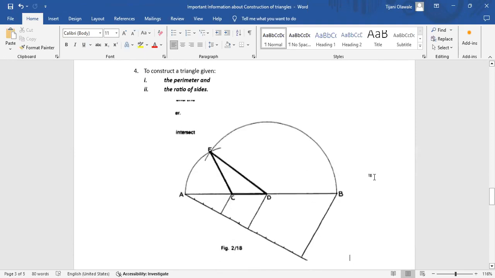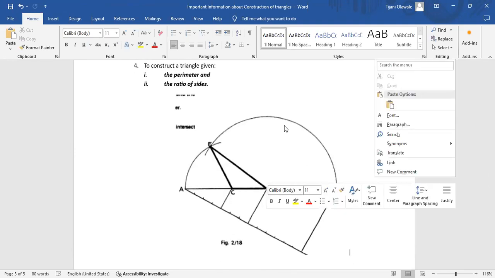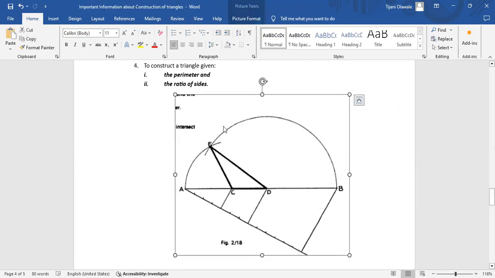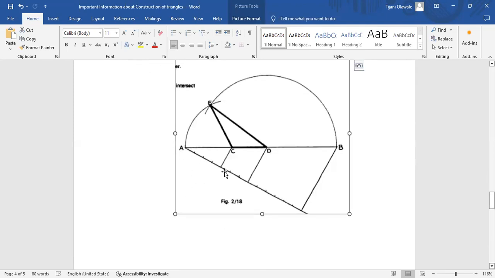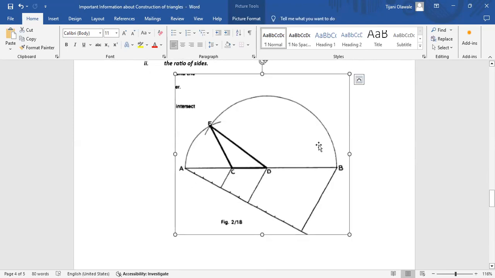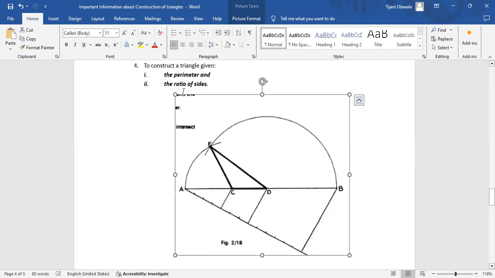In this case, we are given the perimeter and the ratio of sides of the triangle. For this construction, line AB is equal to the perimeter, and then we have to divide this line AB into a number of equal parts, which is equal to the sum of the ratio given.